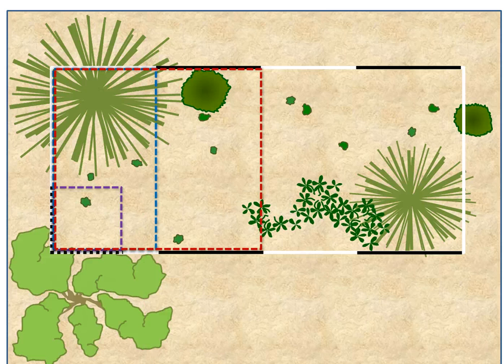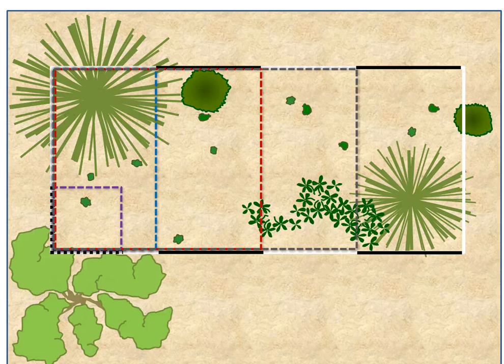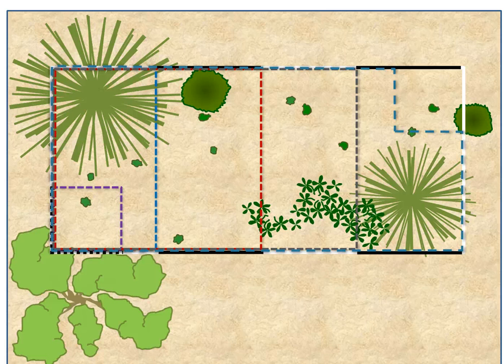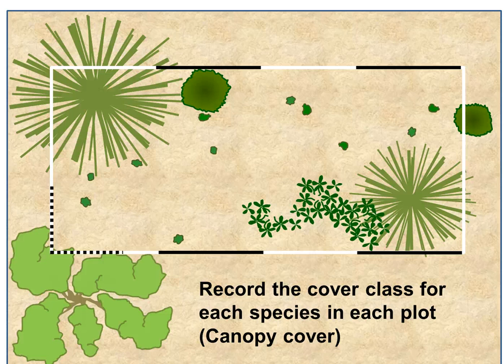Class 3 is 26 to 50%. Class 4 is 51 to 75%. Class 5 is 76 to 95%. And class 6 is anything greater than 96% cover. So let's see how this works with these plants to try to estimate canopy cover using the cover class method for each of the species in this plot.